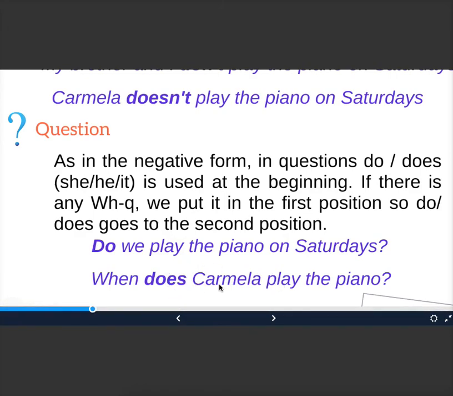Does Carmela play the piano? When does Carmela play the piano? Can you see the difference? So, don't forget, first of all, the auxiliary verb do or does by taking into account the subject, and then you just have to continue with your subject, your normal verb, and your complement. And of course, you can't forget the question mark. Questions up to this point?